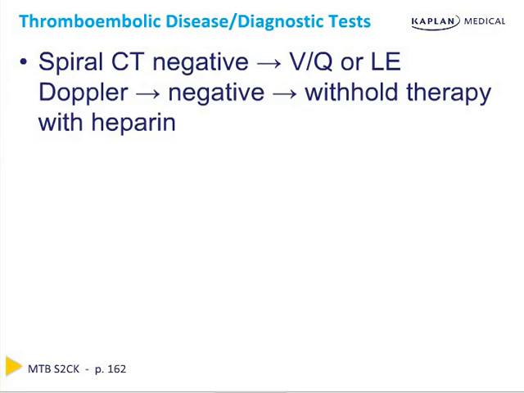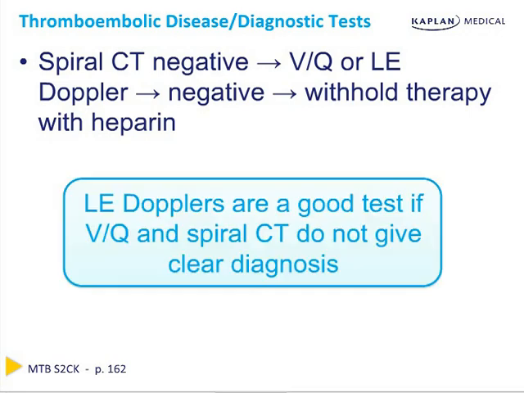If your spiral CT is negative and you still have high suspicion for a PE, you can get a VQ scan or a lower extremity Doppler. If those are negative, at that point you can feel pretty safe withholding therapy with heparin. The lower extremity Dopplers are only a good test if the VQ and spiral CT do not give clear diagnoses.